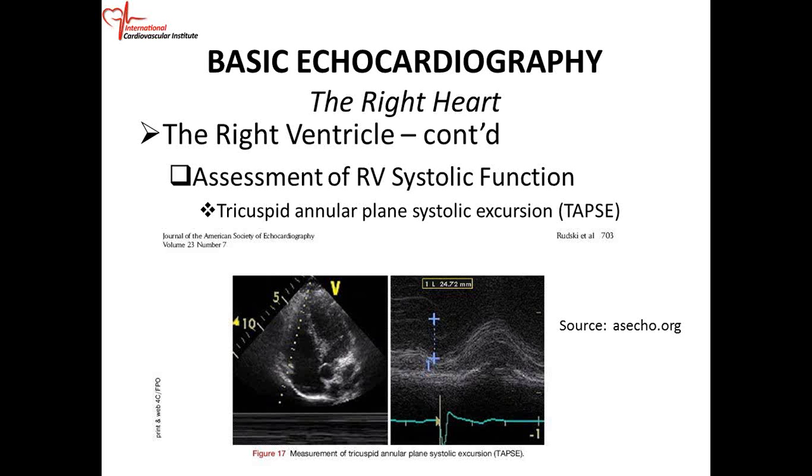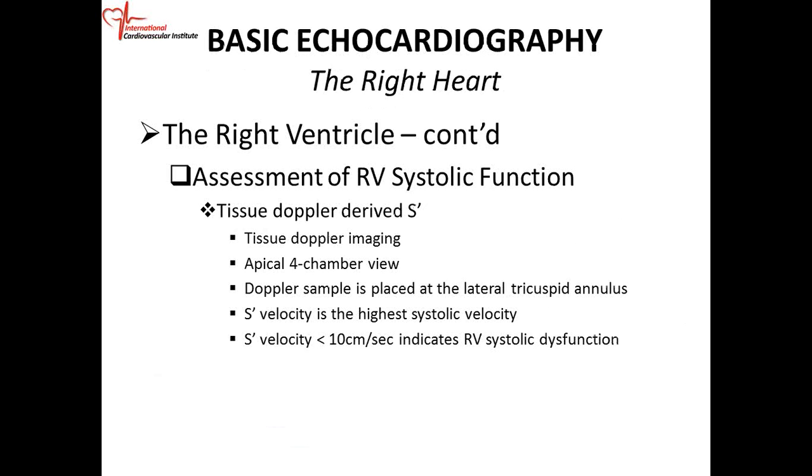Any question about TAPSE? It should be a routine part of your study. Some people also use RV S prime as a routine part of the study, but if you use any one, that's fine. If the RV is abnormal, say you do a TAPSE and it comes out to 10 millimeters, you probably should do an RV S prime. All right, so we do M mode.